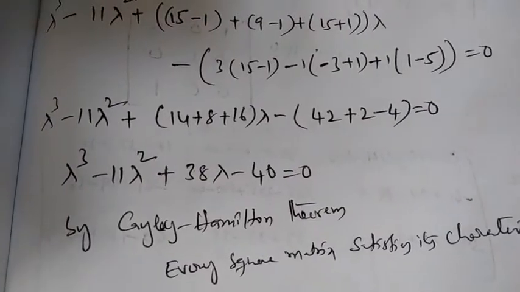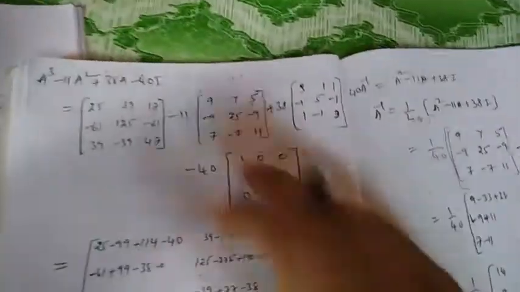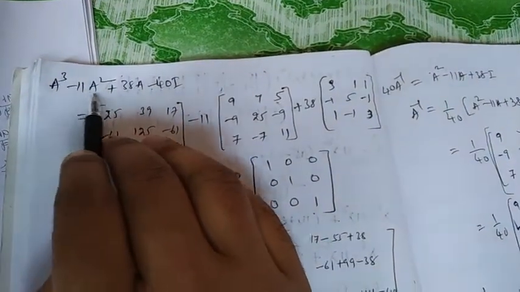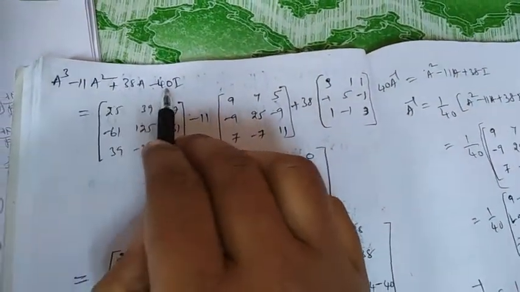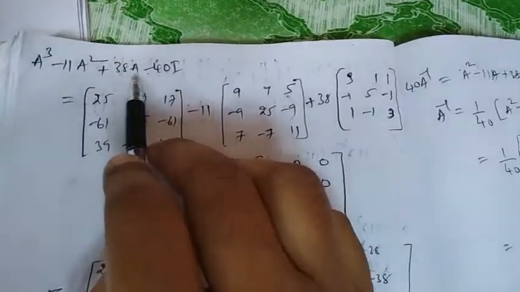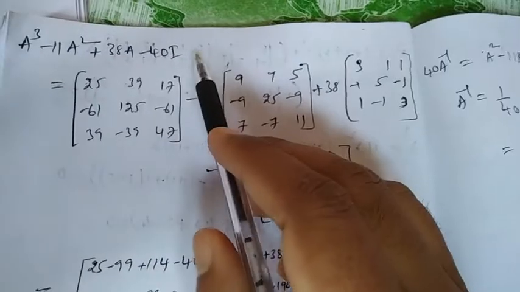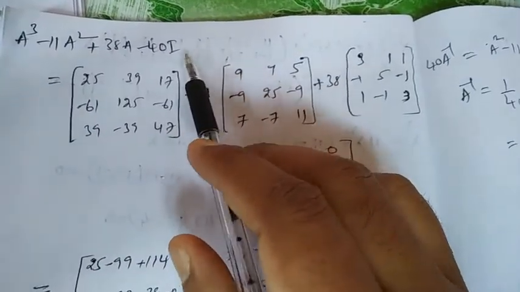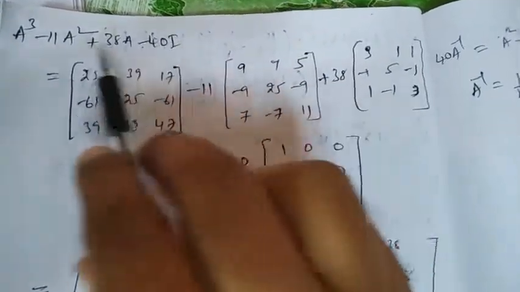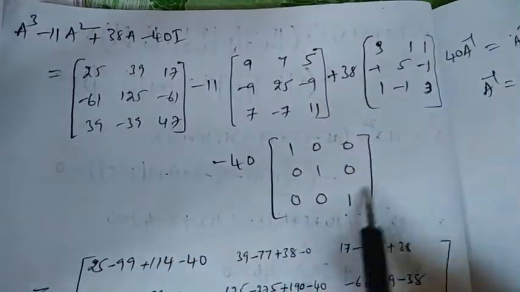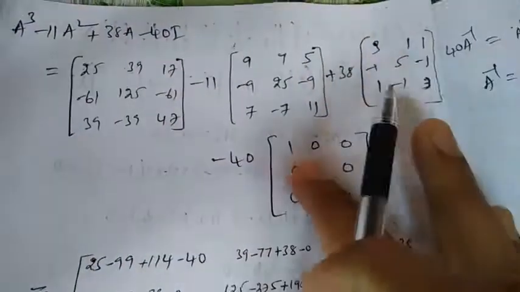Now go for substituting in place of lambda. Simply take A in place of lambda: A cube minus 11A square plus 38A minus 40. Then all our terms should be matrices. The constant multiplied by 1 is the identity matrix, the identity element in matrices, which is I. Then if you substitute all these values here, you should get 0. Okay, now this will give a 0 matrix.